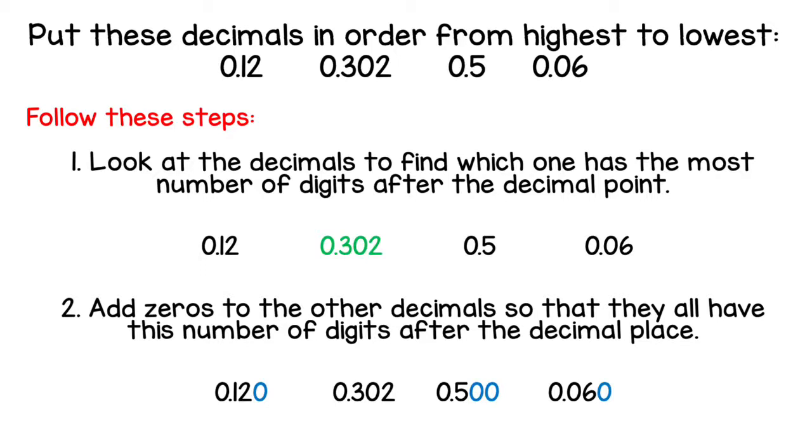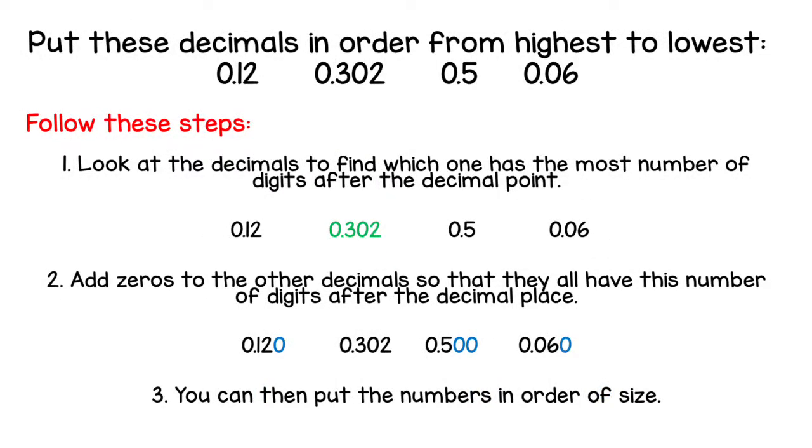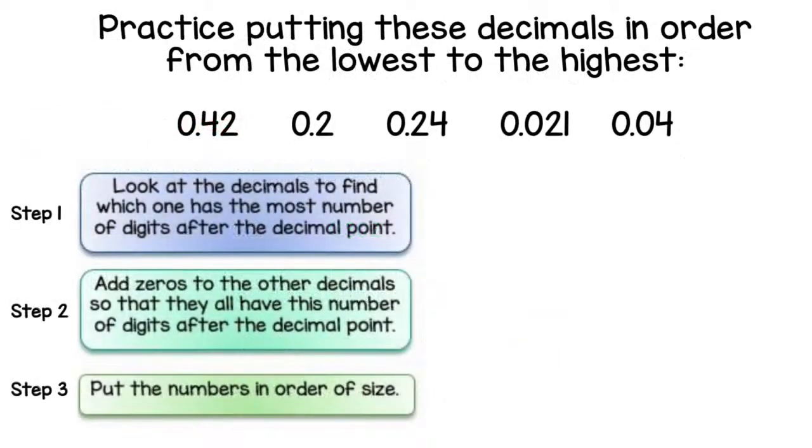You'll now notice that all of our numbers have 3 digits after the decimal place, so it's much easier to compare. So we can just put them in order of size like we did at the beginning, from the highest to lowest. So you should have found that 0.500 is the highest, then 0.302, then 0.120 and then 0.060. Because now that you've all got the same number of digits after the decimal place, you can just compare them easily. Have a go at these ones, putting them in order, following the steps at the side of the slides.